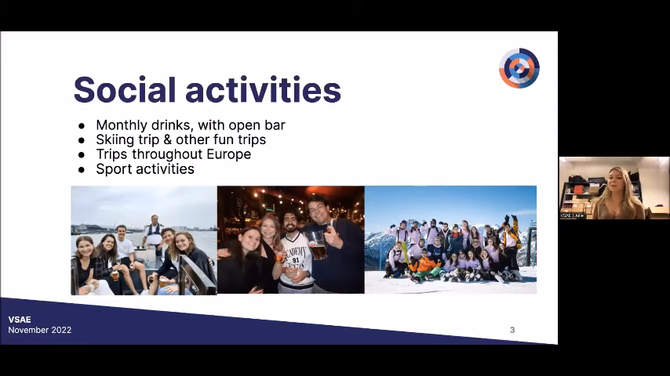We also organize once a year our yearly skiing trip. You can see a picture over here, and yeah, that's a lot of fun. We go skiing a week long, and yeah, very fun. And we also have a lot of other trips during the year throughout Europe. So this year we went to Paris and also Prague. So a lot of time to also explore different cities within Europe with fellow students. And we also do other activities like sport activities here in Amsterdam.